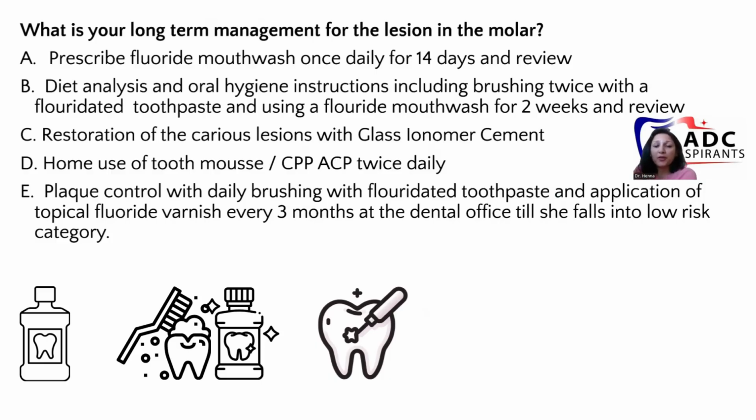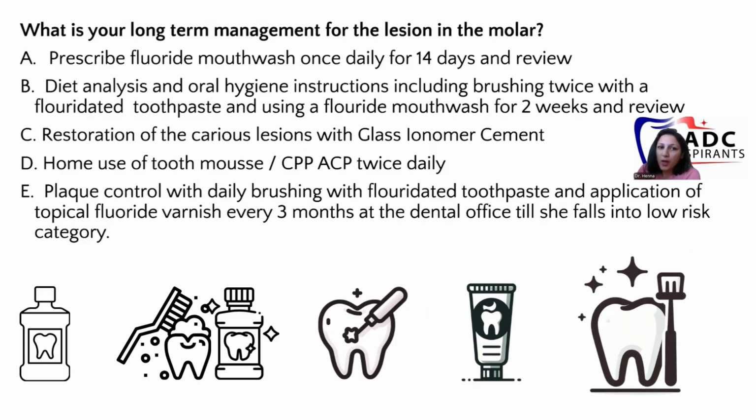Are you going to prescribe her a home use of tooth mousse or CPP ACP daily? Or you go ahead with option B, which is plaque control with daily brushing, fluoridated paste using, and application of a fluoride varnish at the dental office every 3 months until she falls into a low risk category. So there you go. They've given you the risk assessment already in the options that she is under a high risk, right?